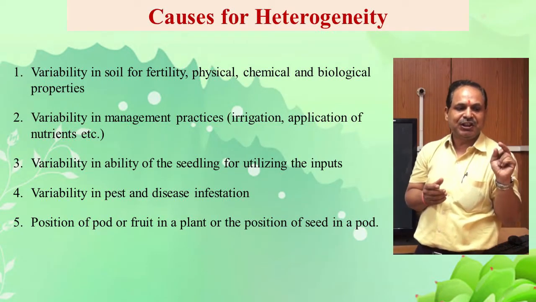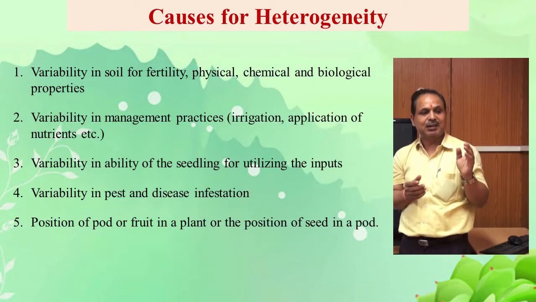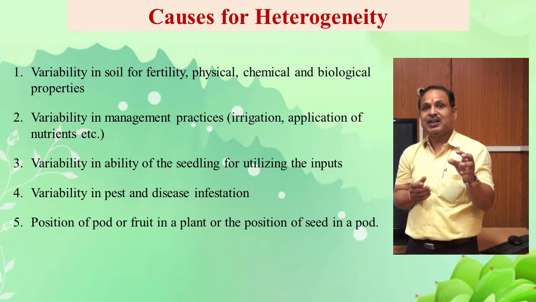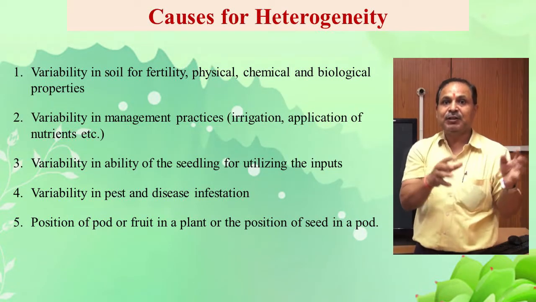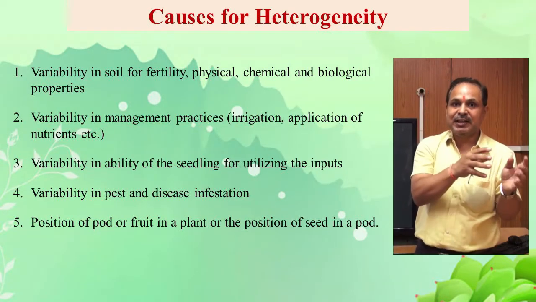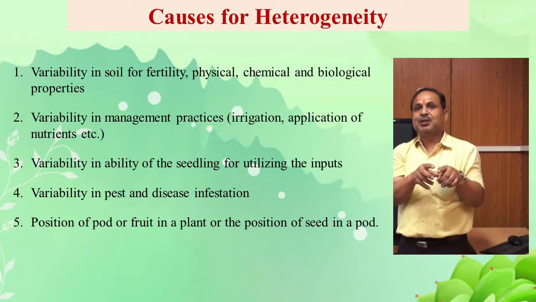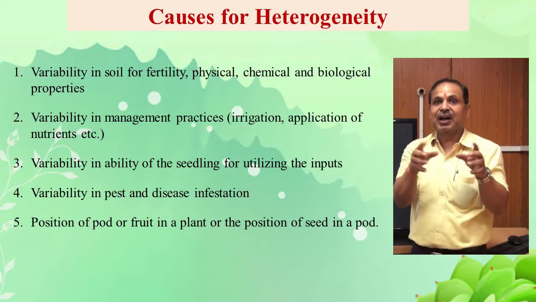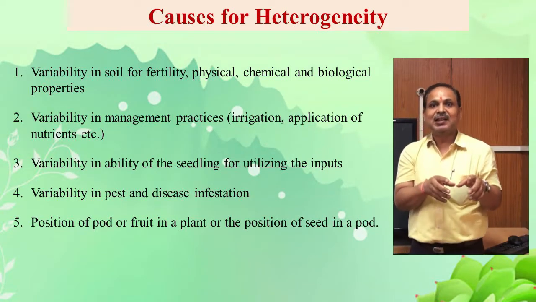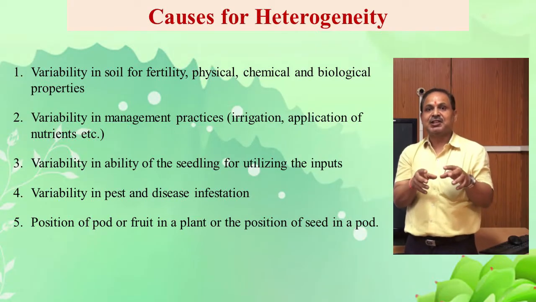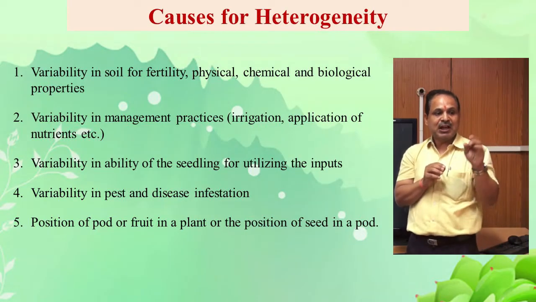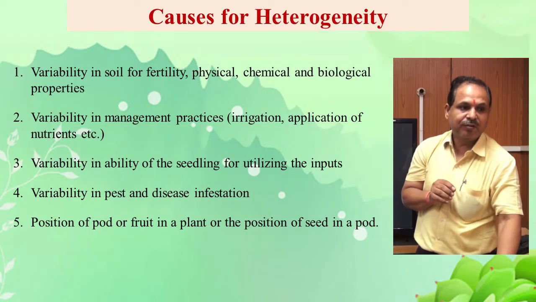Variety and ability of the seedling for utilizing the inputs also come under this. Variability in pest and disease infestations: the pest and disease are influenced by the environment. If we grow seeds of a variety in an environment where the humidity is high, or in another place where humidity is low, the variety will show different disease infestation and produce infested seed. So these are some of the causes of heterogeneity.